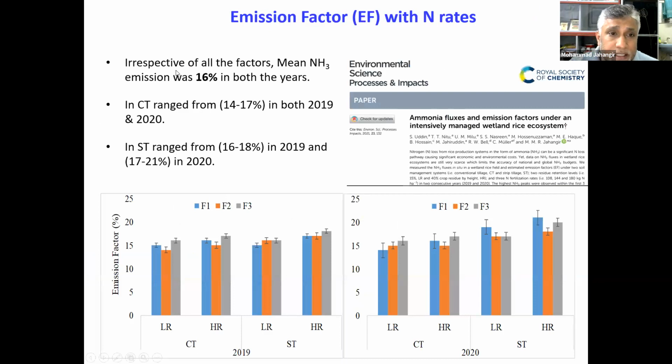Okay. And we see the result, irrespective of all factors, we see mean ammonia emission was 16% in both the years. We evaluated this in 2 years to see, is there any seasonal difference or seasonal change? And it was mostly 16 to 20%. And we see in the conventional tillage system, the volatilization loss of nitrogen ranged from 14 to 17%. But in strip tillage, this is only slightly higher, but not significant. But the message is that volatilization loss of nitrogen in the form of ammonia is a significant nitrogen loss pathway in rice field. We thought it is only 5-6%, but from our measured data, we see this is up to 20%. We published this data in Environmental Science: Processes and Impacts. Maybe at some stage, if anybody is interested, we can share this.